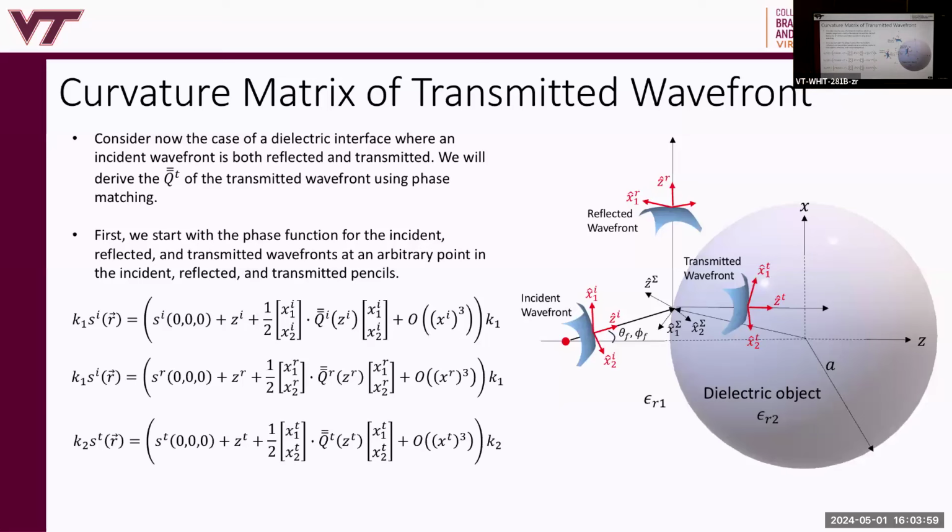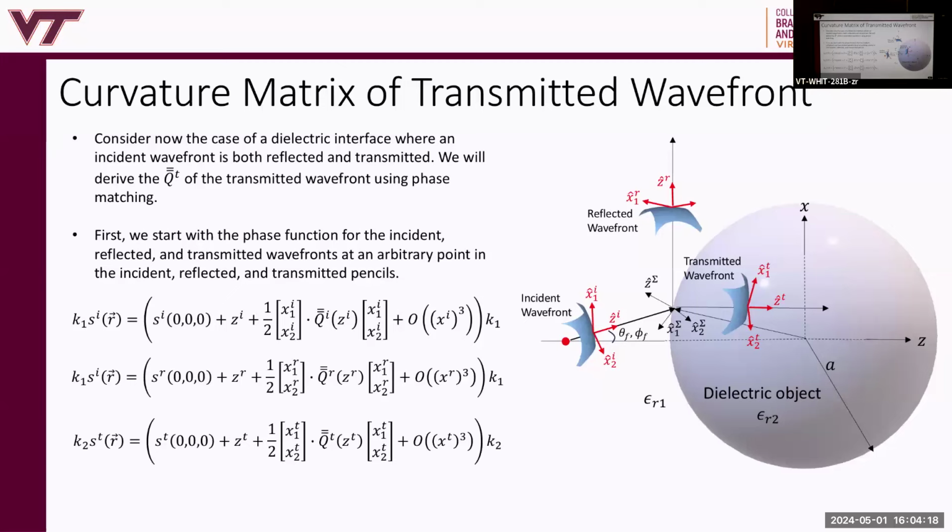Okay, but one major class of problems that we haven't solved yet is that of dielectric interfaces. What if the object itself is dielectric, right? And in that case, how do you calculate the transmitted Q matrix? So that's what we're going to do today, and it's very similar to what we did before.